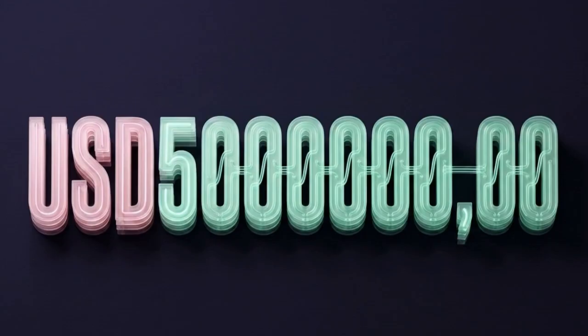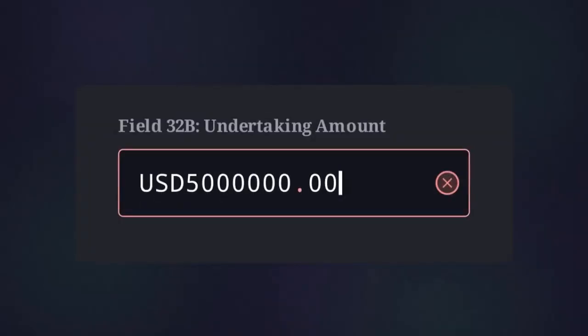Field 32B identifies the undertaking amount. It follows a strict 3-letter currency code and 15-digit format. Note the requirement for the decimal separator. You must use a comma rather than a period.